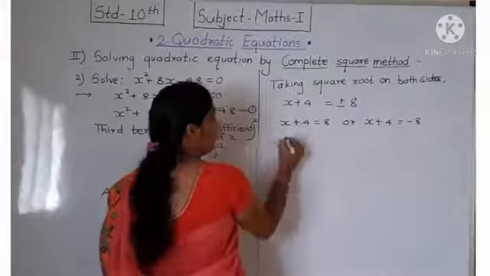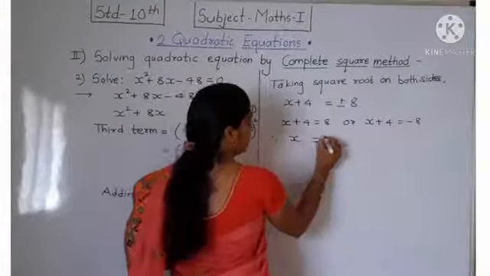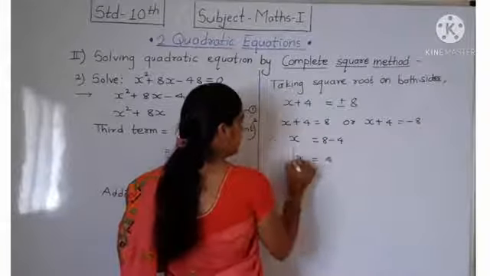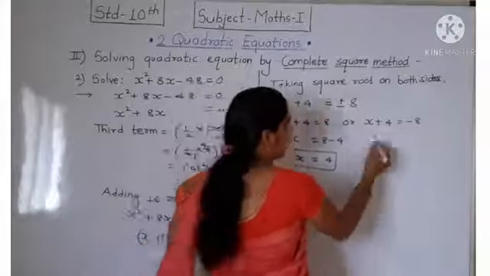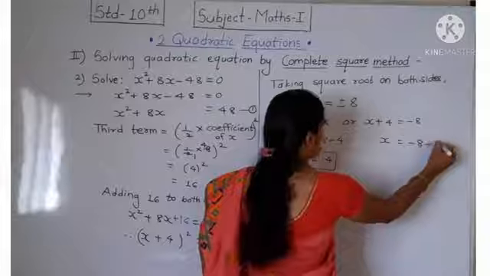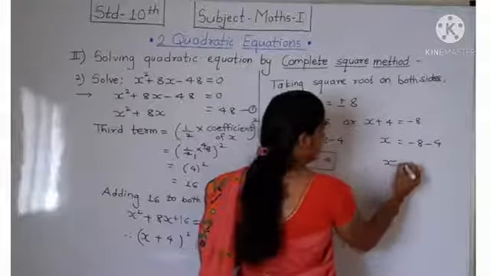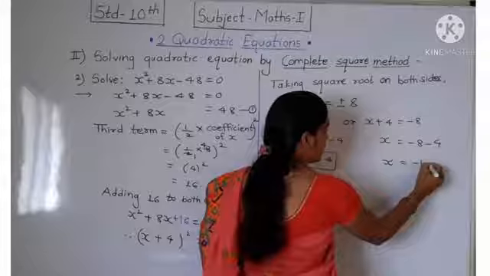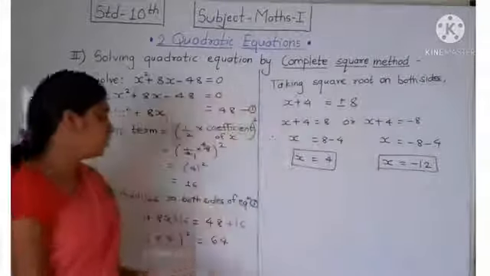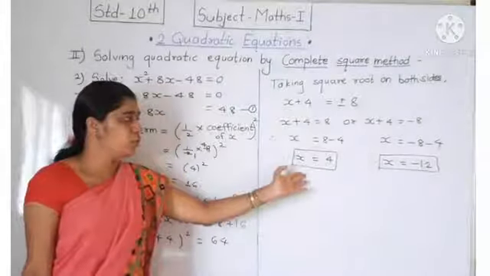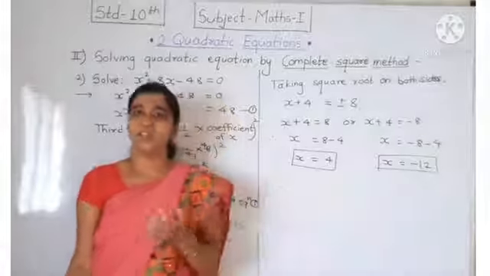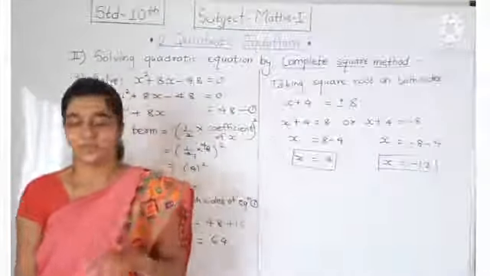So we have to find the value of x. x is equal to 8 minus 4. Therefore, x is equal to 4, and here x is equal to minus 8 minus 4. Therefore x is equal to minus 12. Therefore the values x is equal to 4 and x is equal to minus 12 are the solutions of the given quadratic equation.